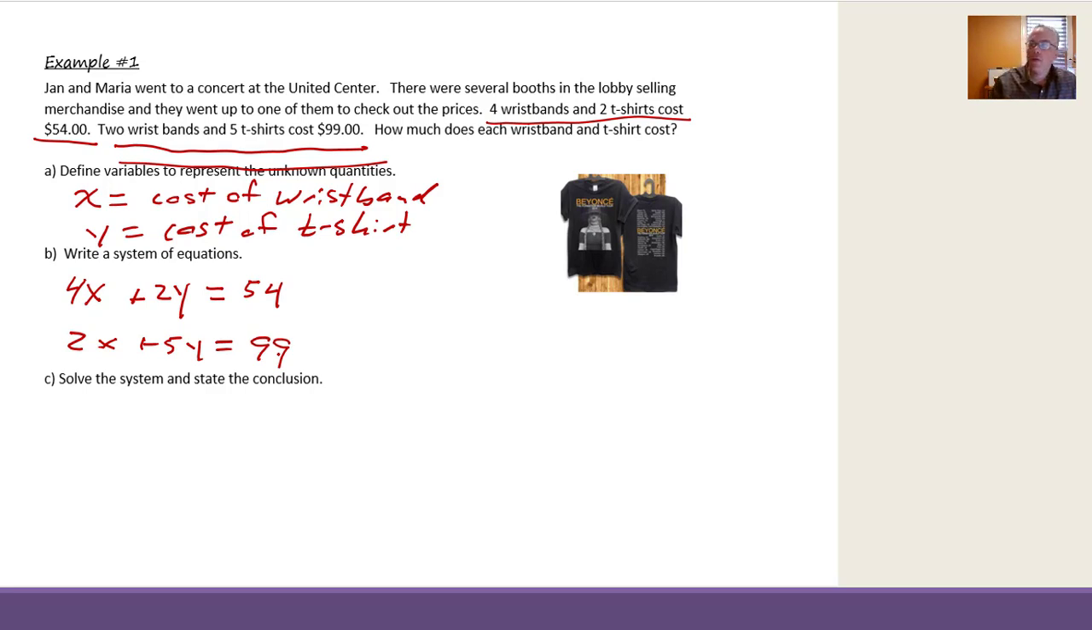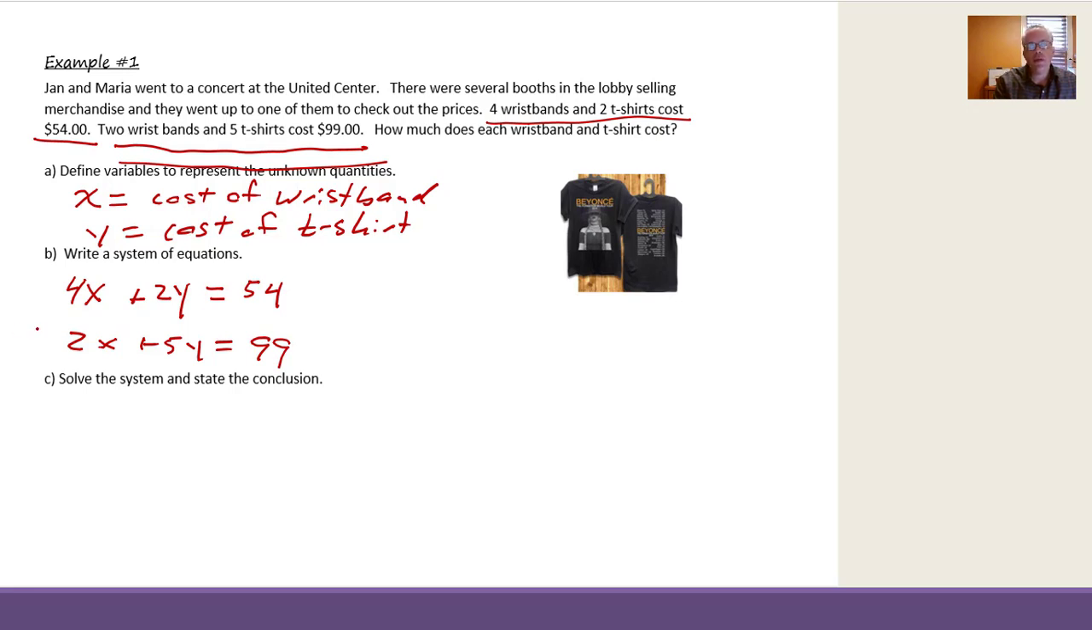Okay, and now all we have to do is solve. The point of this assignment is, can we define the variables? Can we write a system to represent the problem? And we've already worked on solving systems of equations. So I'll go ahead and solve these. It pays to look a little bit before you jump in and start solving.